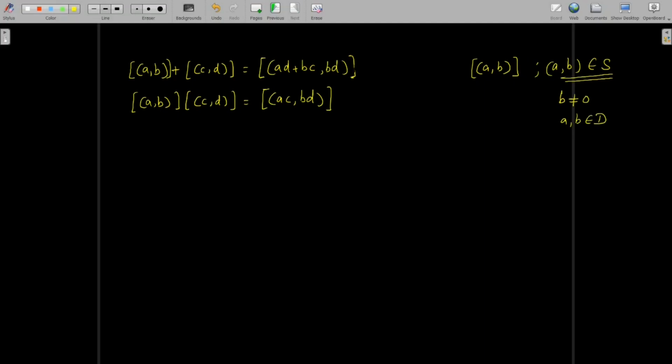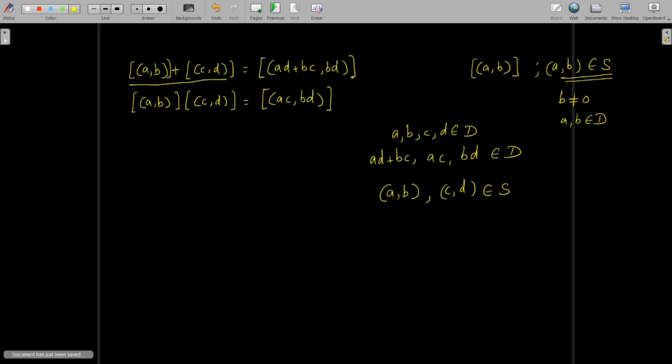So we have to check whether these results, (ad + bc, bd) and the equivalence class (ac, bd), belong to the field F. We know that the elements a, b, c, d are all elements of the integral domain D. Clearly, ad + bc, ac and bd are all elements of D. And we have taken the elements (a, b) and (c, d) as elements of S, because the equivalence class of (a, b) and the equivalence class of (c, d) are elements of F as we have taken here. Therefore, clearly the ordered pair (a, b) and the ordered pair (c, d) belong to S.